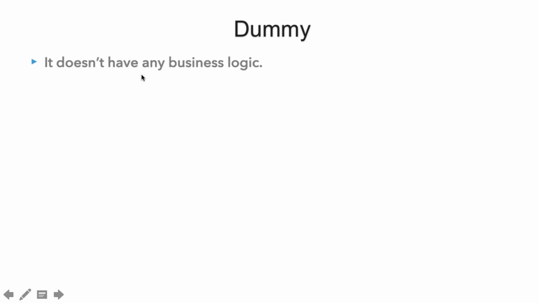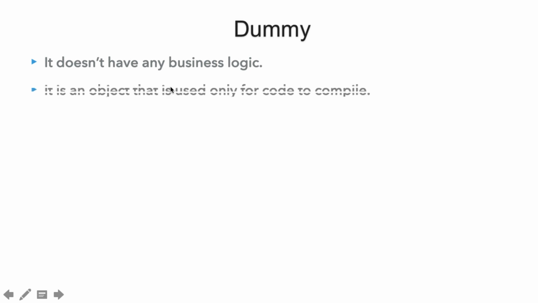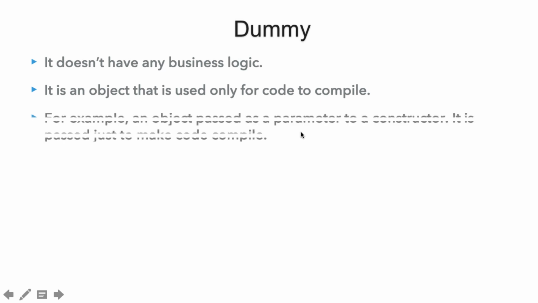And the dummies don't have any business logic. Whatever dummy we create for those external dependencies, we don't keep any business logic in it. Those dummy objects are basically used only for the code to compile. Let's say, for example, we are passing the external dependencies as a parameter to a constructor, but that passing of the parameter to the constructor has nothing to do with the unit testing. It is just passed to make the code compile.